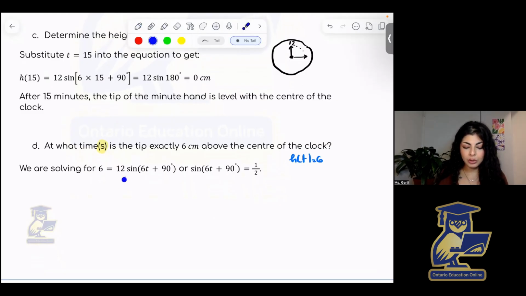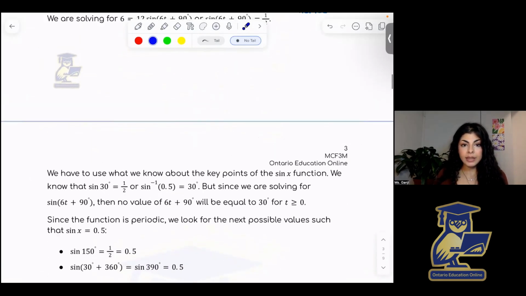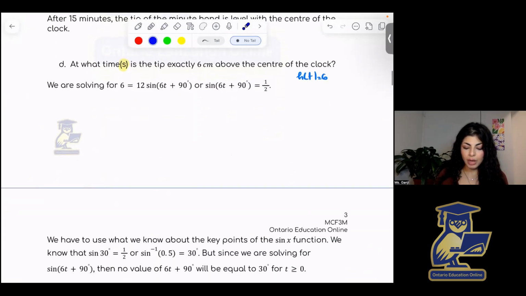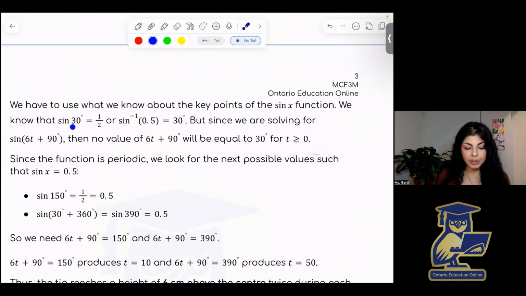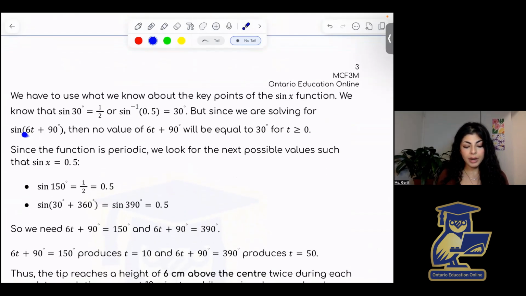So that means 6 is equal to 12 sine of 6t plus 90. Here I just divided 6 by 12 to get half. Now, this is just sine of something equal to half. So first, I'm just going to use what I know about the key points of the sine function. We know that sine of 30 degrees is equal to half, or if you weren't sure, you can do the sine inverse of half to get 30 degrees. But we are actually solving for sine where our input is 6 times t plus 90 degrees.